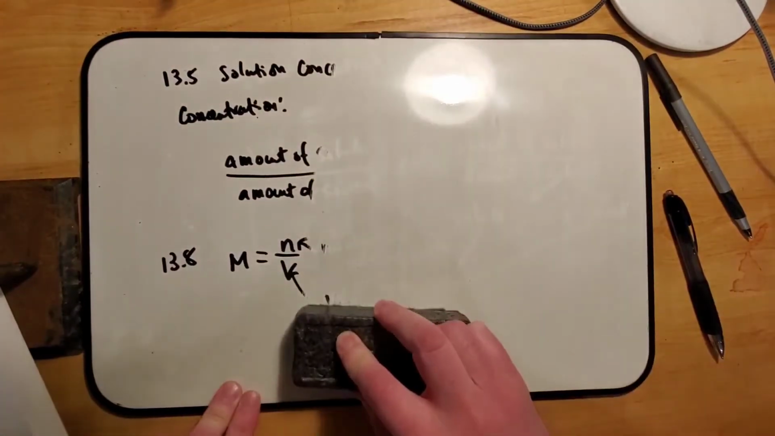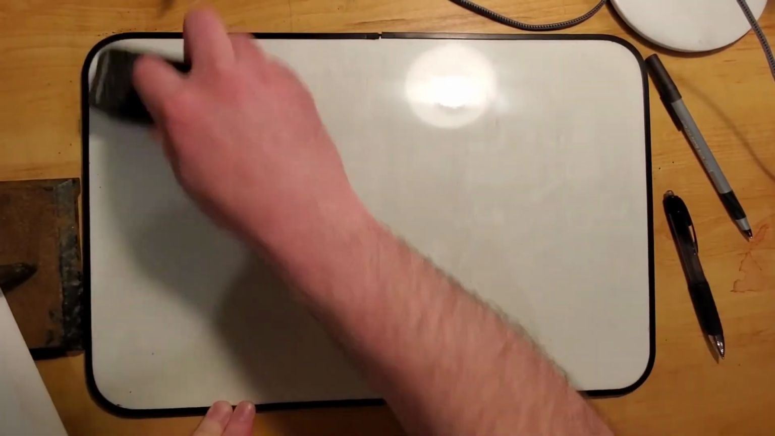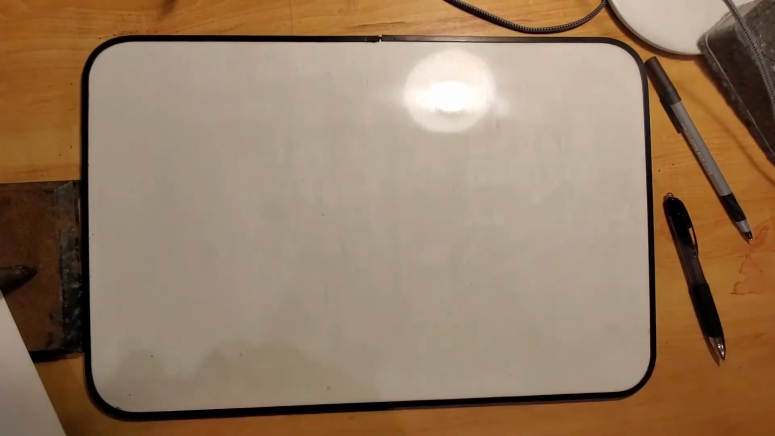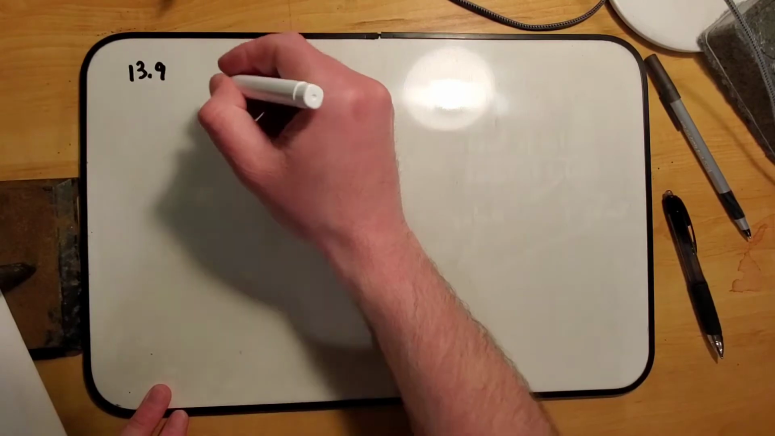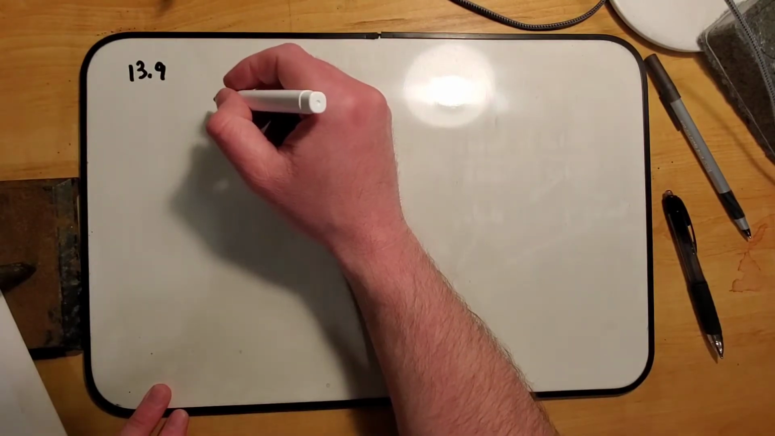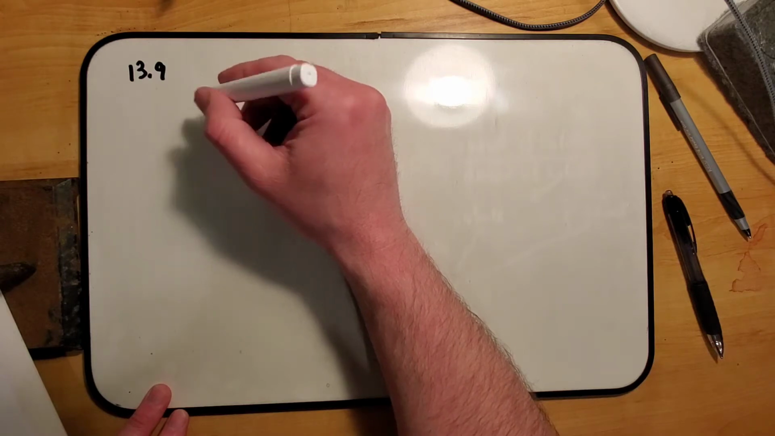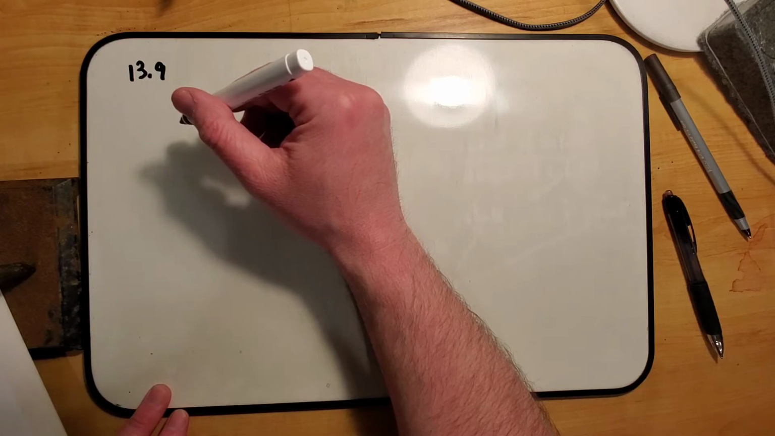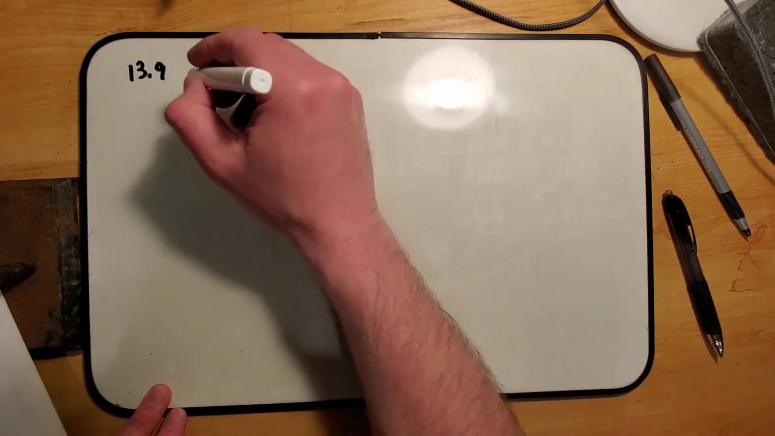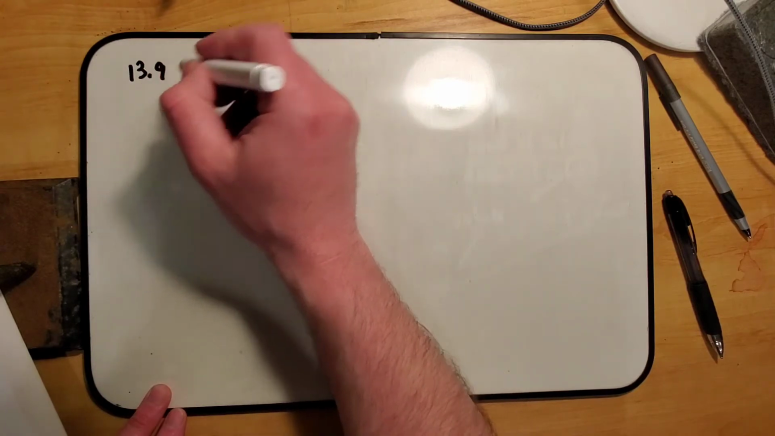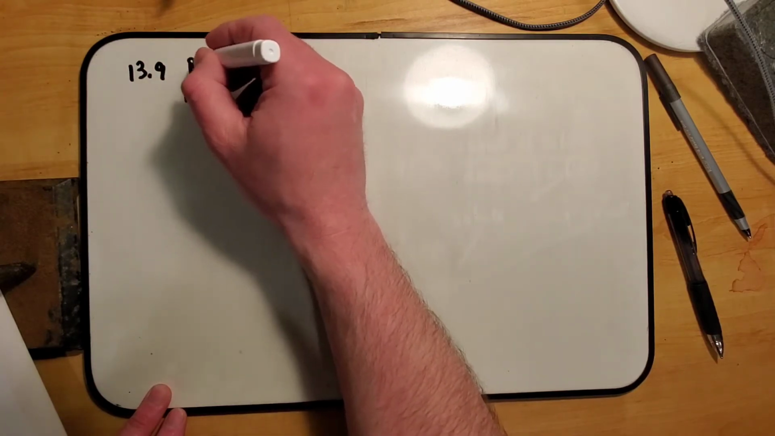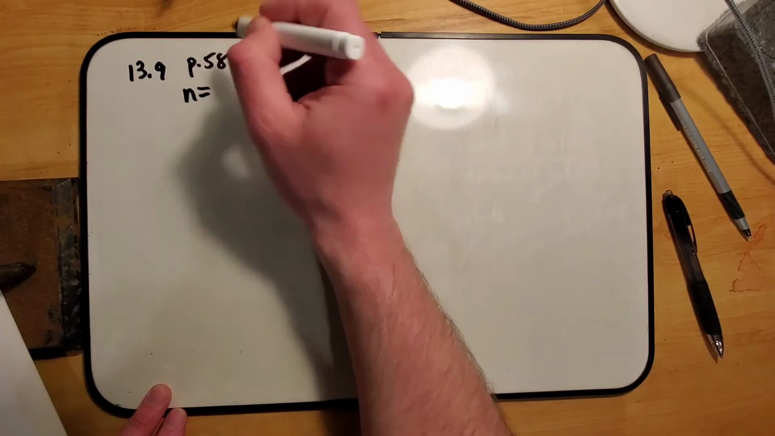And so what I'm going to do, guys, is solve several problems on this concept. And the first problem is 13.9. So they are giving us different parts here, A and B. So I'm going to solve both of these problems. In the first problem, we are given moles. And so the problem is 13.9, this is page 581.